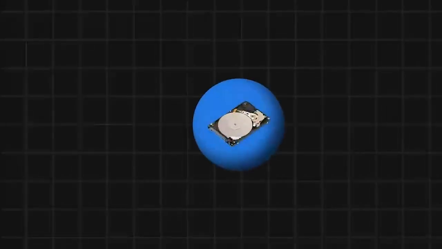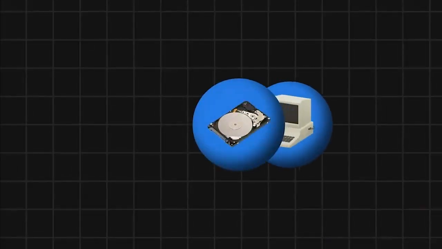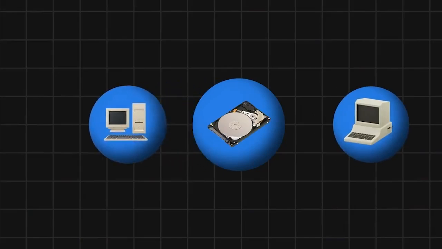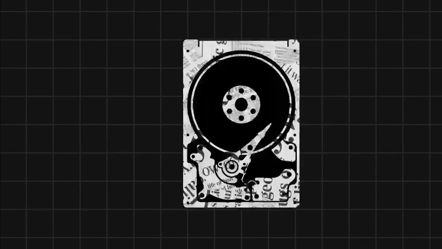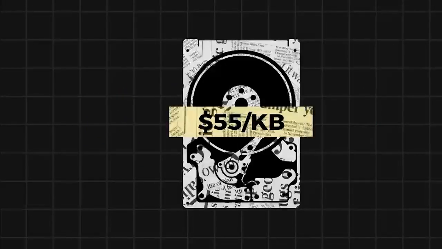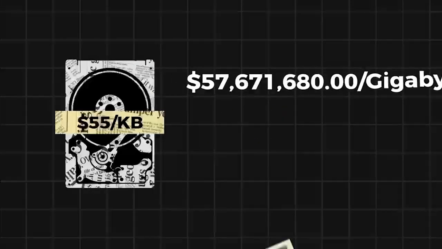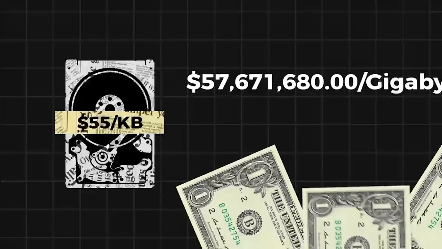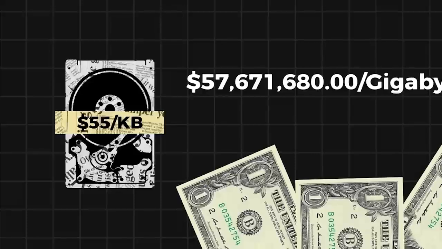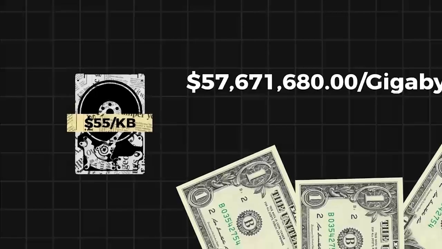The issue arose because memory was costly on both mainframe computers and, later, personal computers. Prices averaged about $55 per kilobyte in 1975. That's $57,671,680 per gigabyte. You can see the problem here, so it was crucial for programmers to reduce usage.